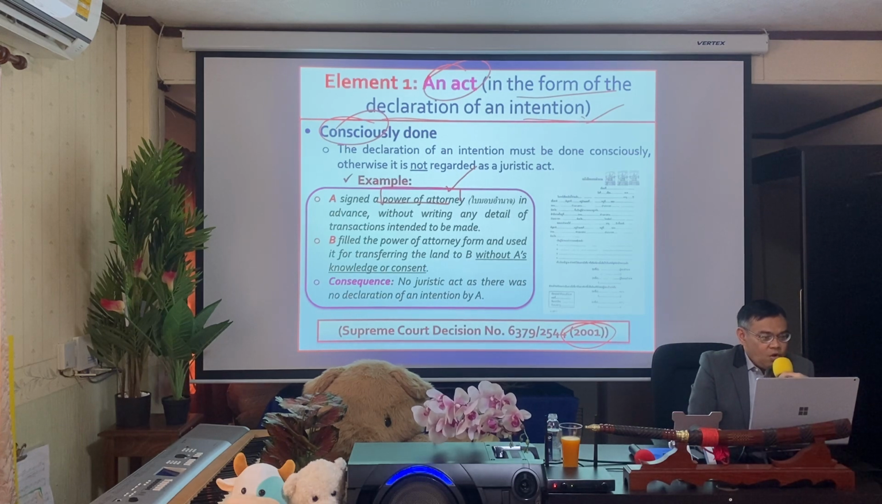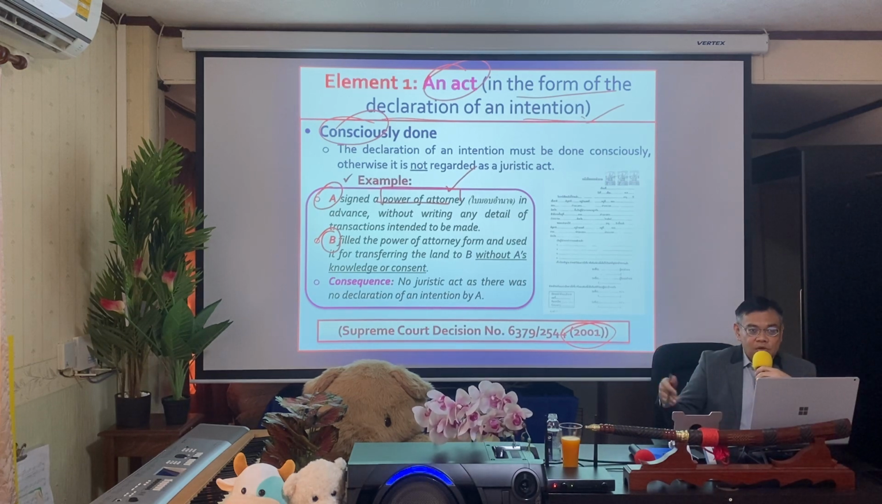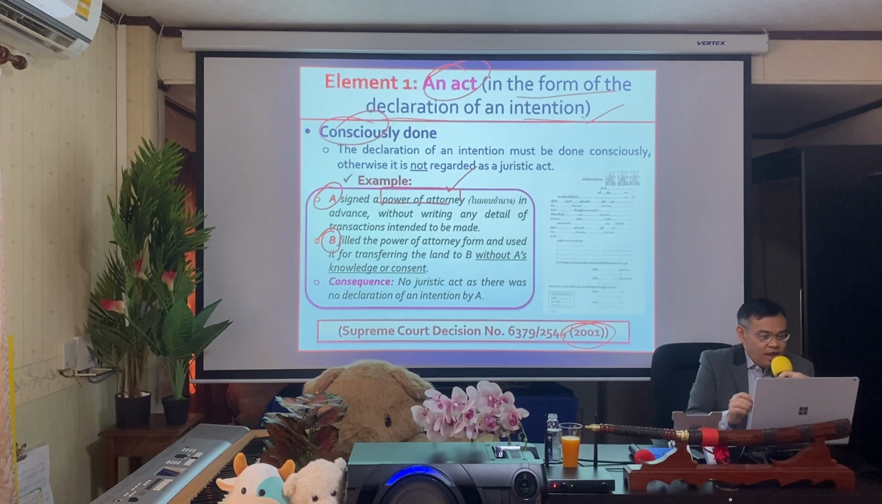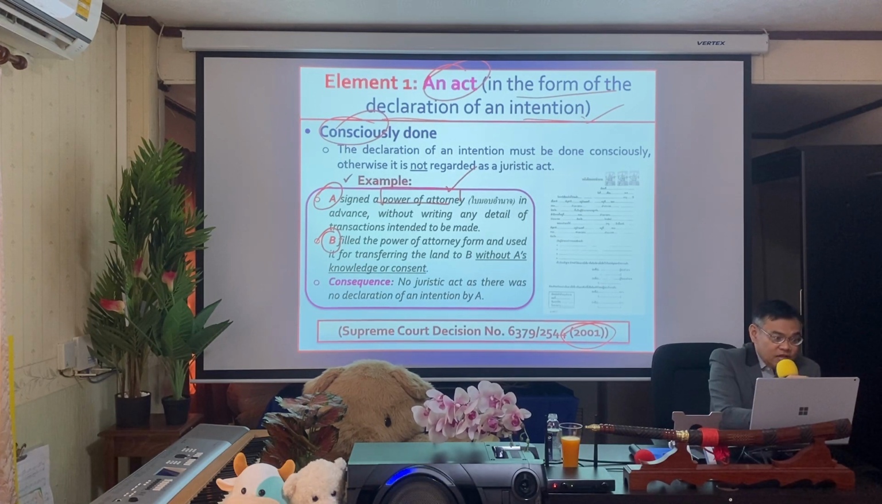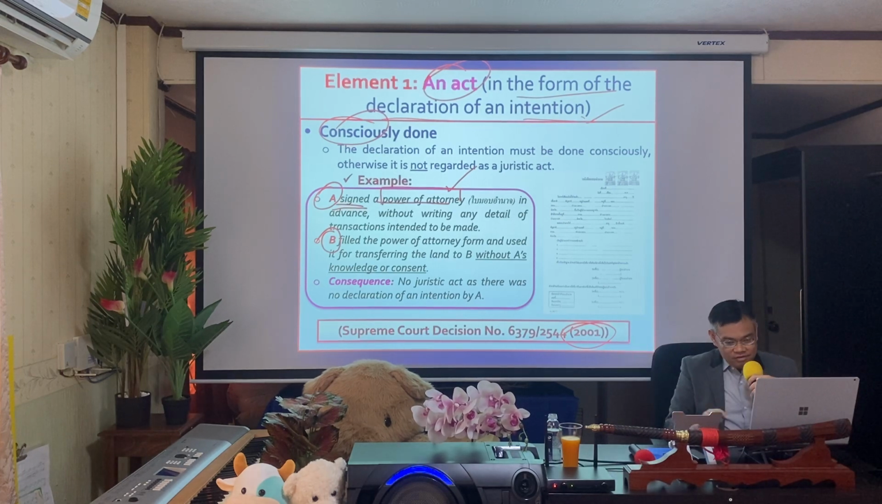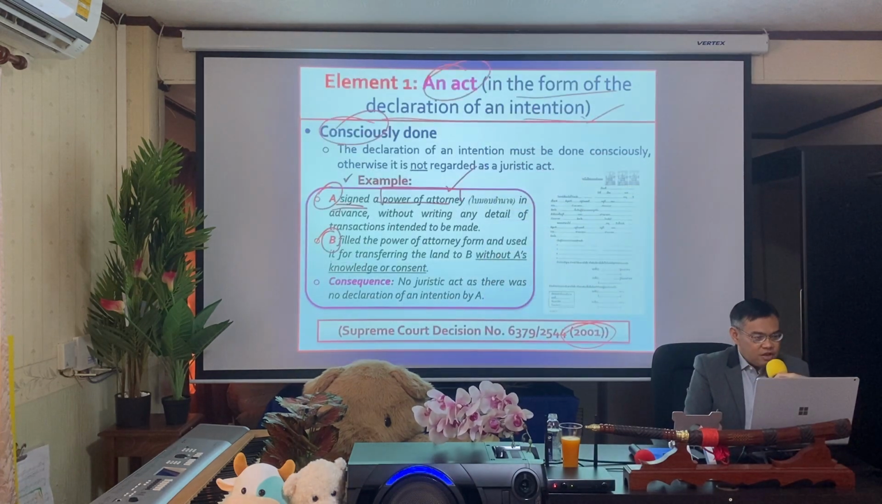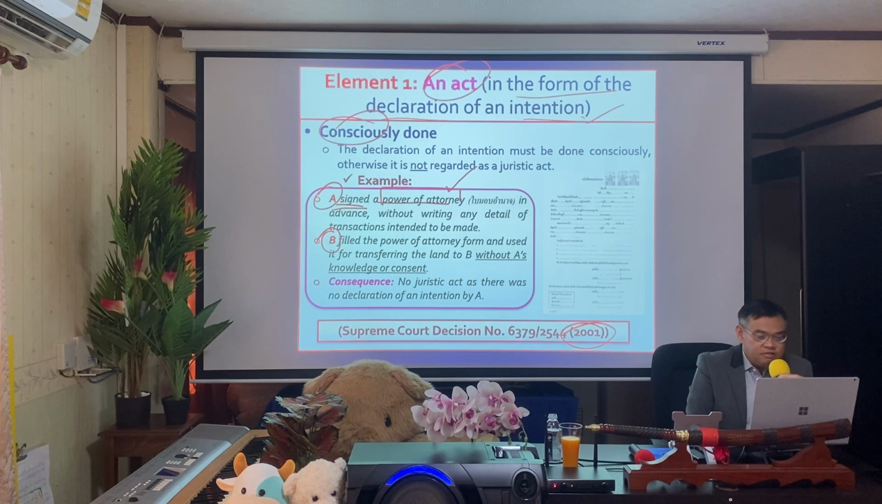Let's say that we have A and B again for ease of convenience. A signed a power of attorney, in fact, without writing any details of the transactions intended to be made. A signed in advance. And when B saw this power of attorney, B used it and filled in the details without A's consent, without A's knowledge at all.